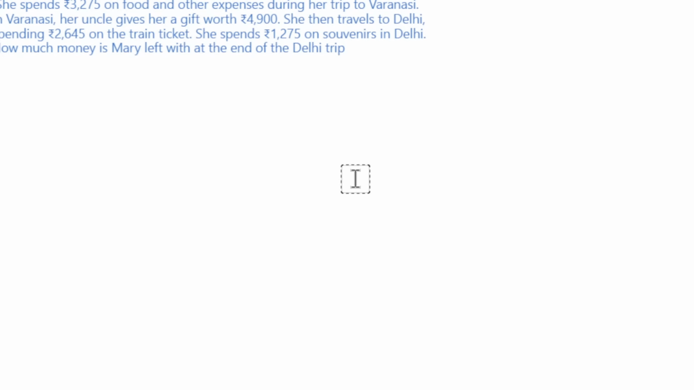We have an empty paper here. Okay, so first I'm going to add the money which she is having currently in her hand. Initially she was having 12,540 rupees, and additionally she got a gift from her uncle which is worth 4,900. So we need to add these two numbers.